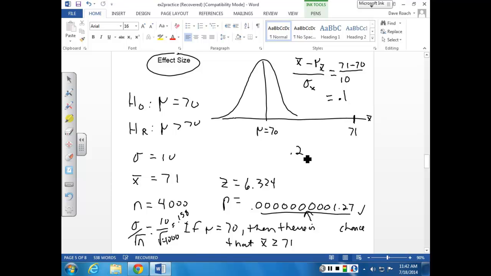But what he will say is, anything greater than or equal to 0.2 for the effect size, you have a small effect in a practical sense. If you have less than that, let's say less than 0.2, it's just trivial. And if you have greater than or equal to 0.5 to less than 0.8, he would call that a medium effect. And if you have greater than or equal to 0.8, a large practical effect. Okay.